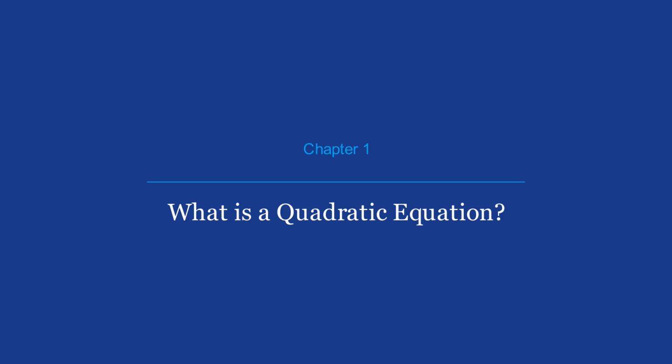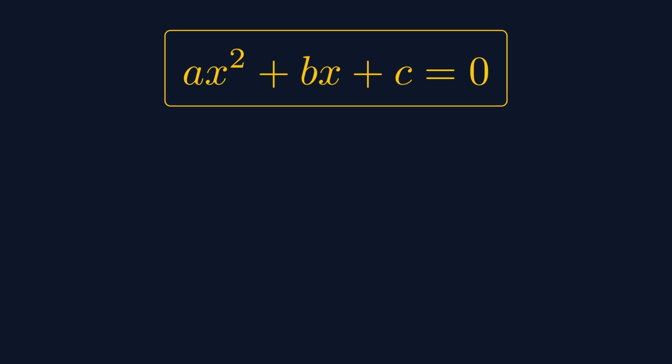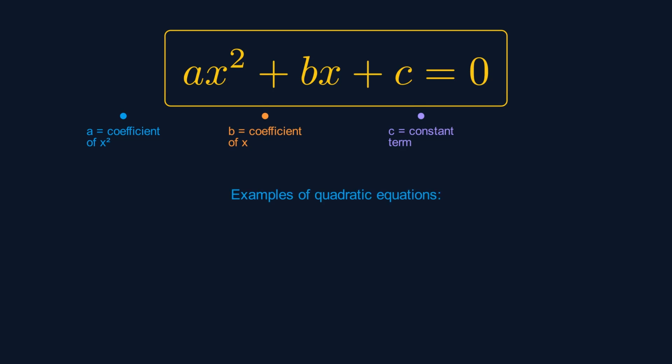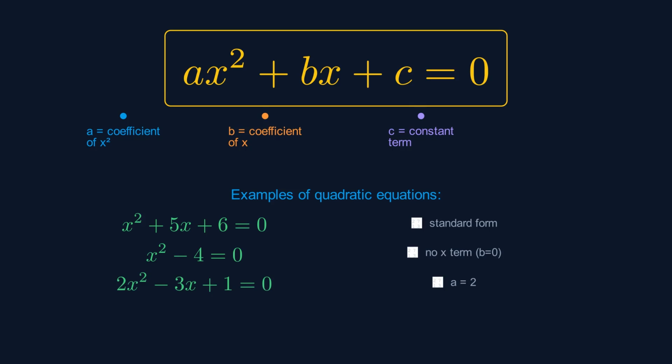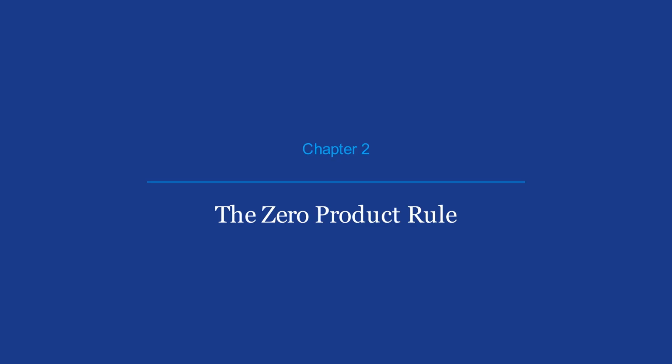Chapter 1. What is a quadratic equation? A quadratic equation has x squared as its highest power. The standard form is ax squared plus bx plus c equals 0. For example, x squared plus 5x plus 6 equals 0. The key difference from what we did in episode 5: this time we have an equals 0 and we are finding x.